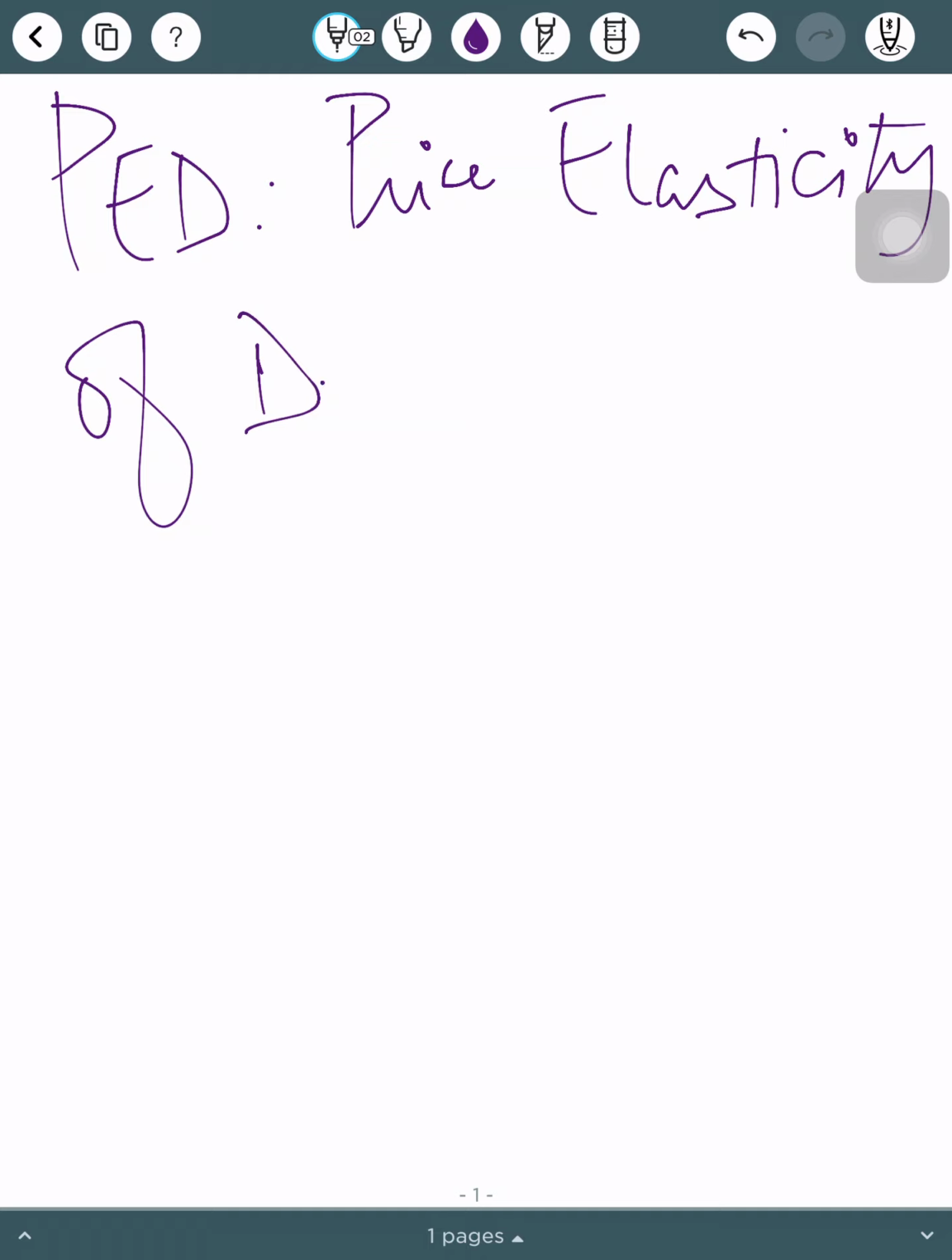The first type of elasticity of demand that we need to study is PED, or price elasticity of demand.